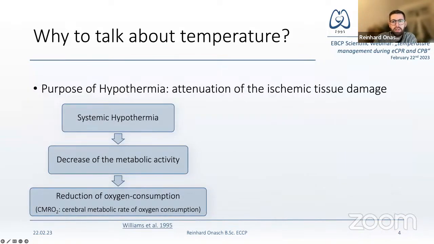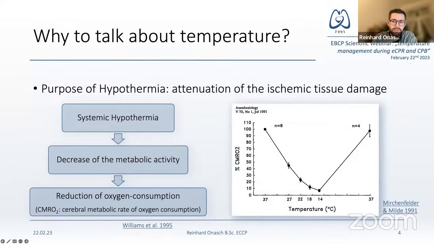The purpose of cooling down the body during cardiac surgeries is to decrease the metabolic activity and thereby reduce oxygen consumption. The ischemic damage to tissues should be minimized this way. In the graphic, you can see the cerebral metabolic rate of oxygen consumption at different temperatures. These findings were recorded during the observation of dogs who were cooled down to 14 degrees Celsius, with measurements at different temperatures.